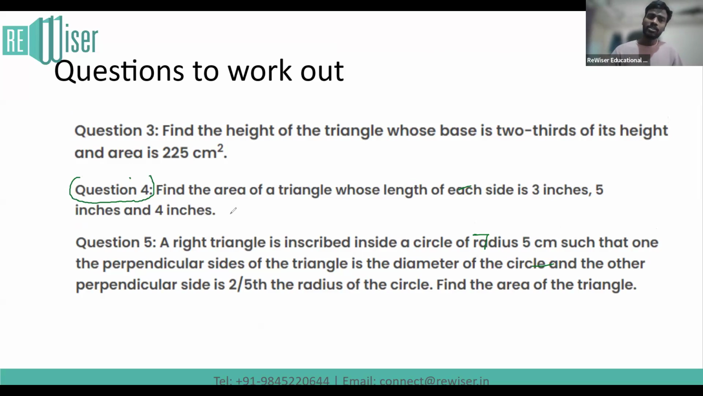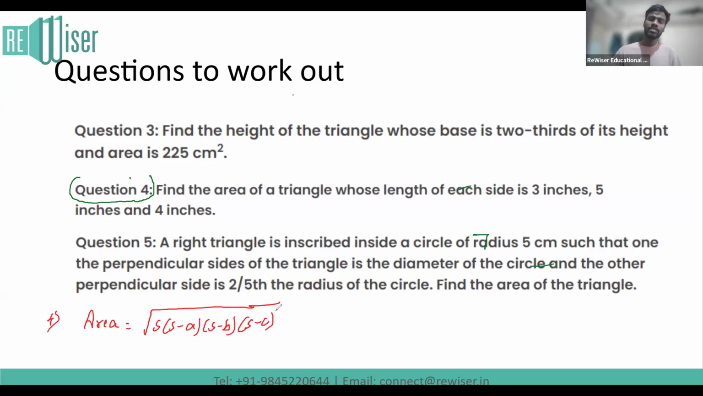Okay, when we solve this question number 4, that's to find the area of a triangle whose sides are 3, 5, and 4. So we have all three sides, and that's why I can use Heron's formula to calculate the area. Heron's formula is area equals the square root of S into S minus A into S minus B into S minus C.